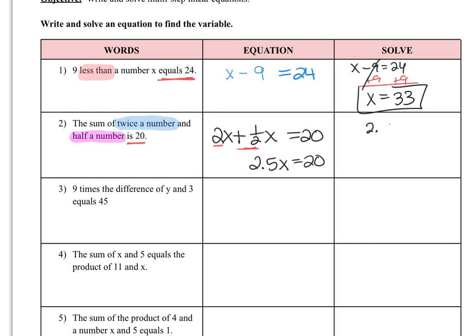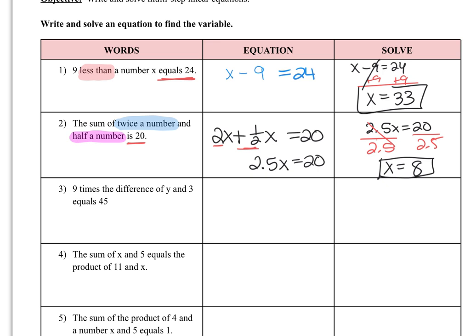What would we do to solve that? Divide by what? 2.5. Perfect. Go ahead and divide 20 by 2.5. Remember, the goal is to get that x by itself. We divided by 2.5 because anything divided by itself is 1. And then we have our 1x. We don't write 1x, we just write x. What do you guys get for that? 8. Awesome. Box it or circle it.